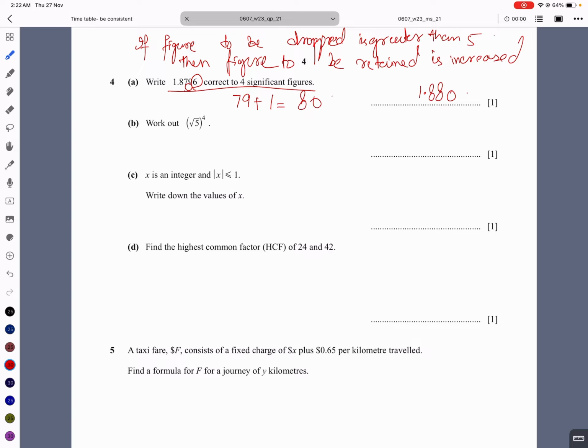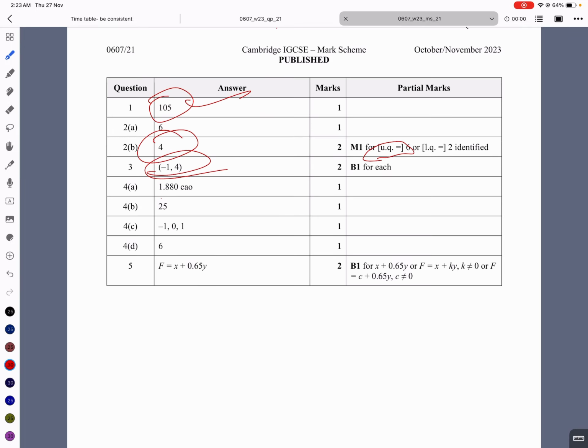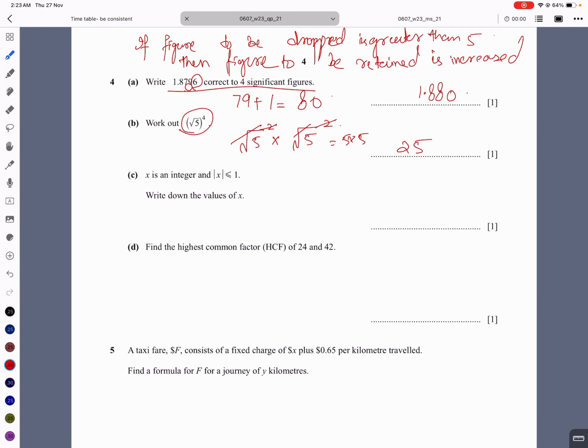Next question is, work out this. I can write it like this. It won't make any difference, because if bases are the same, powers will add and I will get the same answer. So I can break the power into 2 similar powers. So this cancels with this, and this cancels with this. 5 multiplied by 5 is 25. We can check the answers.